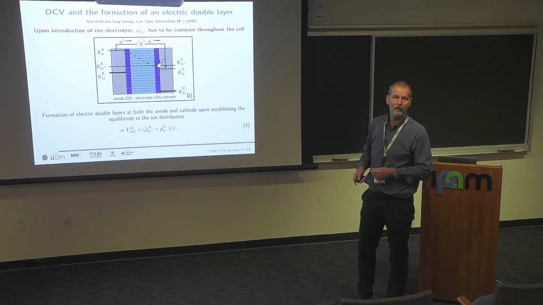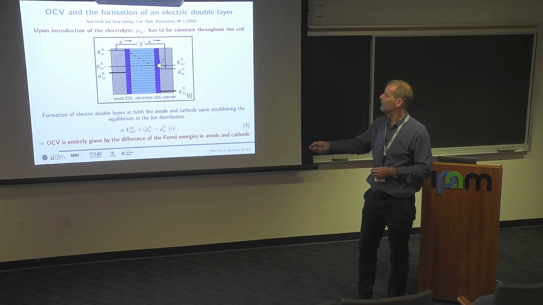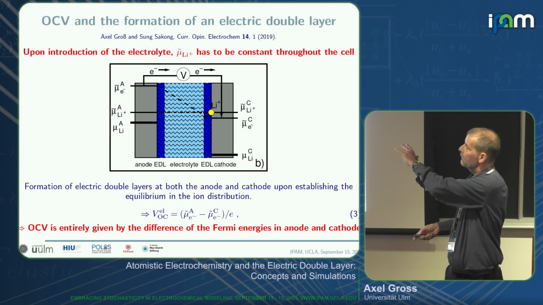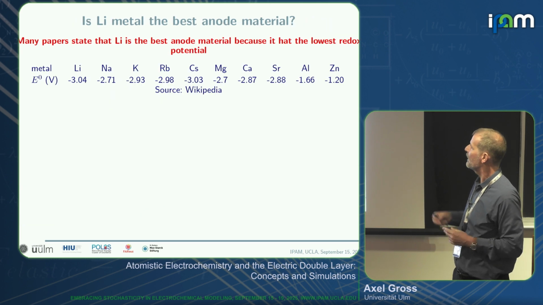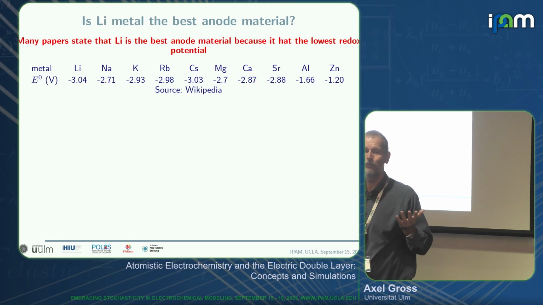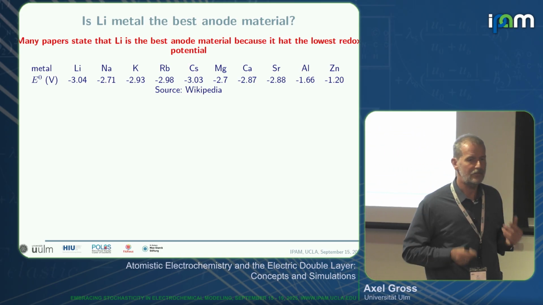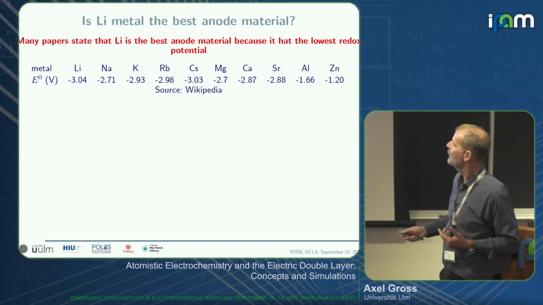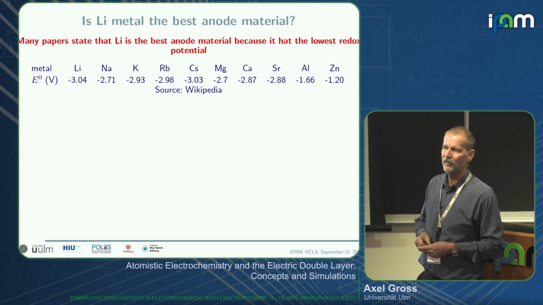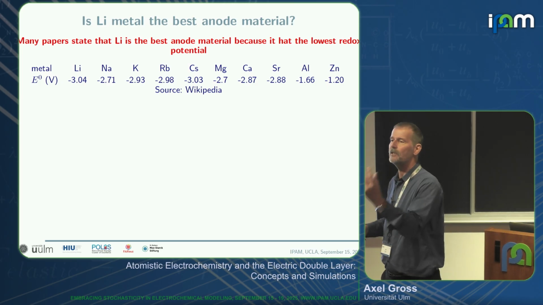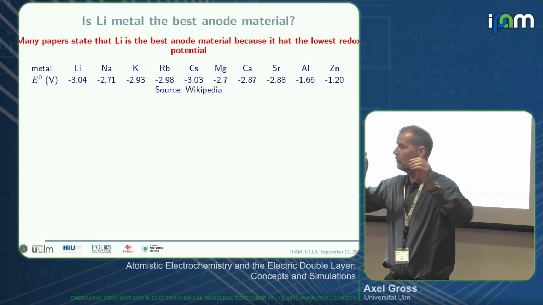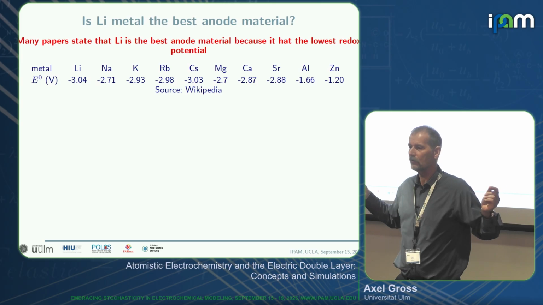There's another point that I came across also, and so the open circuit voltage is entirely given by the difference of the Fermi energies in anode and cathode under these open circuit conditions. Now, when you read literature, battery papers, you often find lithium is the best electrode or best anode because it has the lowest redox potential. Also, I mean, this is strange. Why is it strange? Because what is the redox potential? It's the energy difference when you put an electron, so lithium plus lithium. But that's not the whole story.